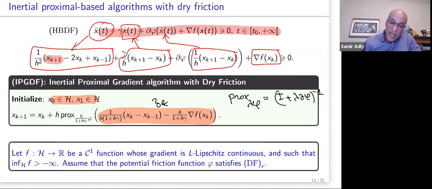So the assumptions of the problem are: the function f is of class C1. We suppose that its gradient is Lipschitz with modulus L. We don't suppose here any convexity on the potential to minimize, okay? As you see here. We suppose, of course, that the infimum exists, is greater than minus infinity. And we suppose that our function h here satisfies the dry friction assumptions.